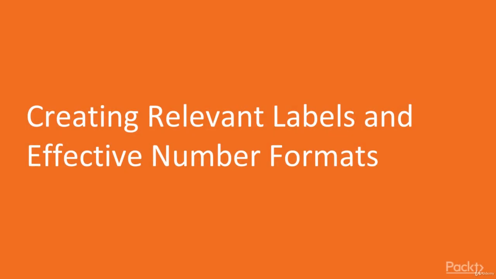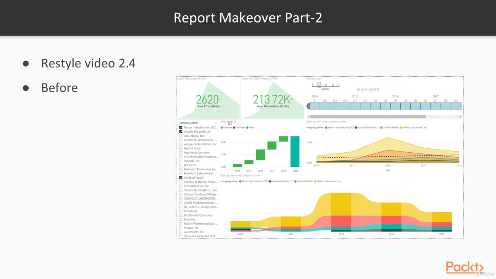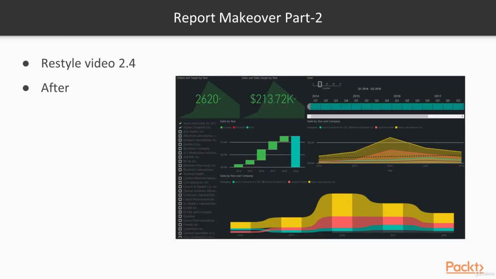Welcome to video 6.3, Creating Relevant Labels and Effective Number Formats. In the previous video, we looked at themes and gave our drug data report a dark color scheme. In particular, we started with our report from video 2.4, which looked like this. We're aiming to get it looking like this. And we're almost there. In this video, we'll clean up the labels and number formatting.